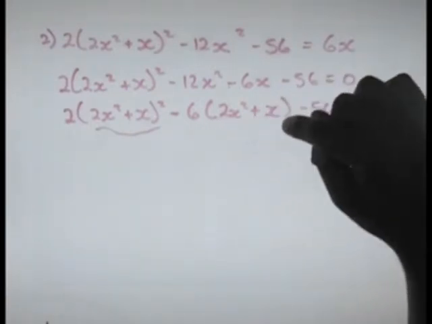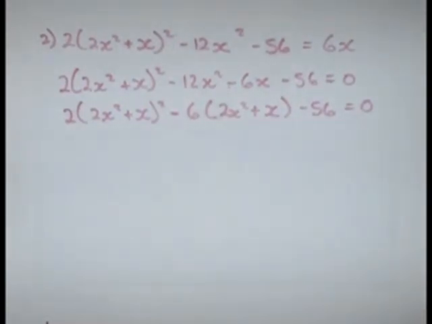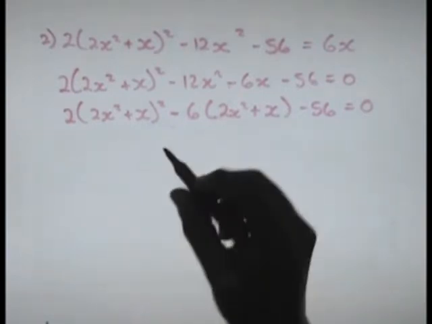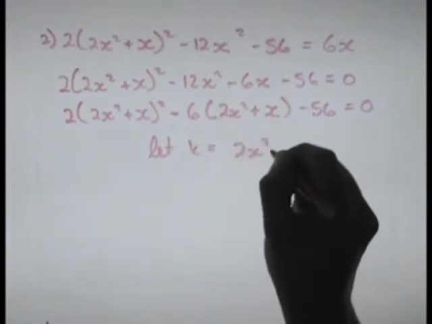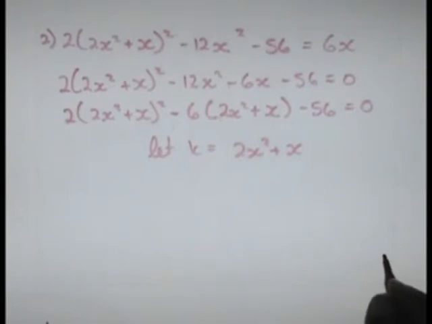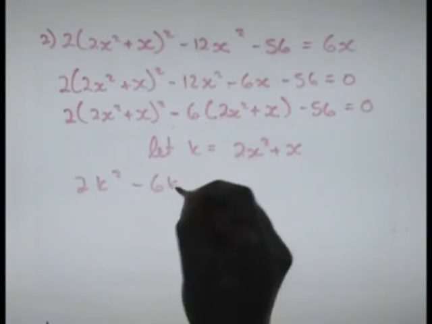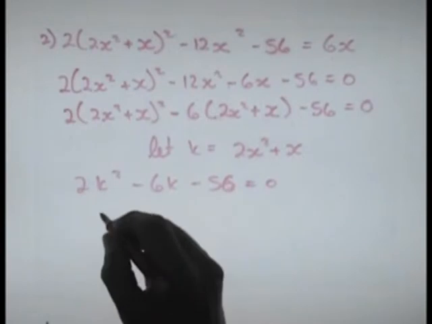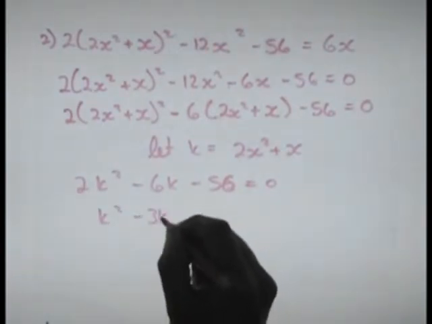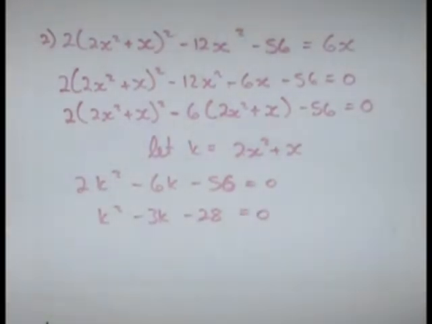Now it does take a lot more practice of algebra for you to realize when there are going to be common terms, so you do need to practice through everything that I give you. I'm going to now say let k equal 2x squared plus x. That means that this will read 2k squared minus 6k minus 56 is equal to 0. K squared minus 3k minus 28 is equal to 0. I divided through by a common 2.